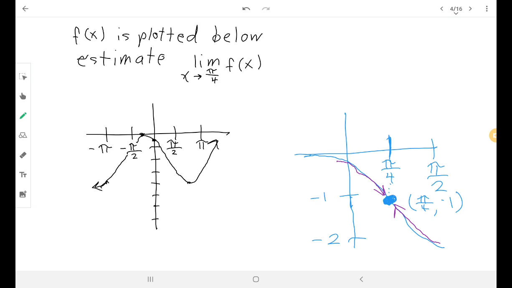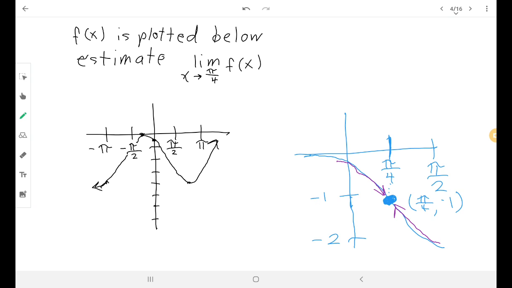Both of these methods, looking at tables and looking at graphs, can really fail you because you're only approximating. You can only ever estimate with these, because you can't zoom in infinitely close to really see and check what that y value is. All you can ever do is say, it looks like, it appears to be this, right?